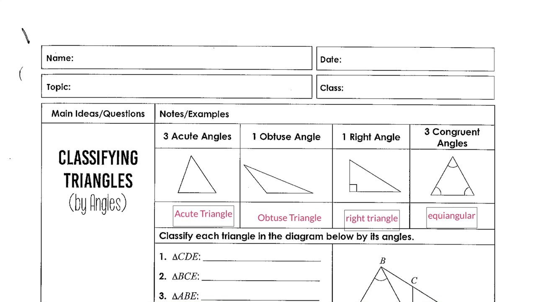Okay, in this lesson we are going to learn how to classify triangles. The first way we're going to learn how to classify them is by their angles. If you look at the triangle and all three angles are acute, we simply call this an acute triangle. If a triangle has one obtuse angle, we call it an obtuse triangle. If it has one right angle like this, we call it a right triangle. And if all three are congruent, we call it equiangular.